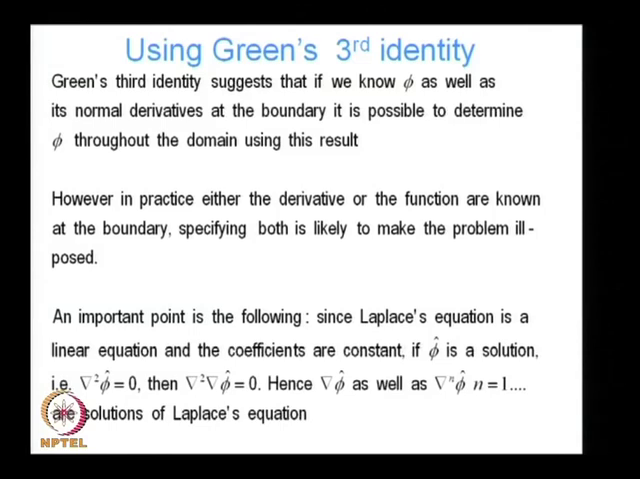Since Laplace's equation is a linear equation and the coefficients are constant, if phi hat is a solution, that is Laplacian of phi hat is equal to 0, then Laplacian of gradient of phi hat is always going to be 0. Why is that going to be true? Well, think of it like this: Laplacian of phi hat. What does that mean? Del x1 square phi hat plus del x2 square phi hat plus del x3 square phi hat, right.